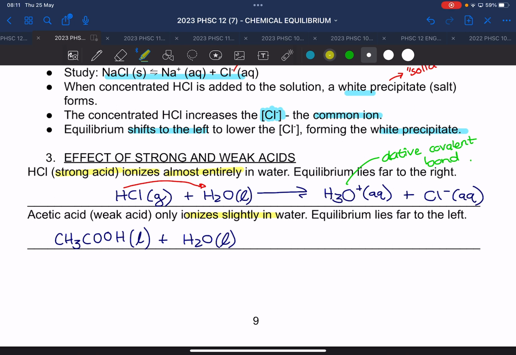So that means it will ionize only slightly in water. If you have 100 molecules of that, then let's say only 10 of them will actually ionize and the other 90 will stay as they are. So we say there's a short arrow to the forward side and a long arrow back. It is this hydrogen that will react with water to get the hydronium ion and the acetate ion.